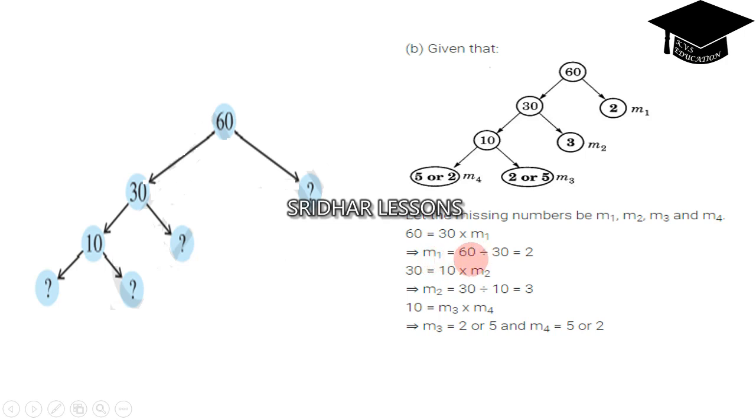Therefore, M1 is equal to 60 divided by 30, that is 2. Next, 30 is equal to 10 into M2. M2 is equal to 30 divided by 10, that is 3. Here 10 is equal to M3 into M4. M3 is 2 or 5 and M4 is 5 or 2. Okay, like this.